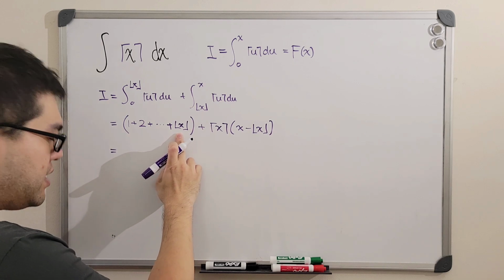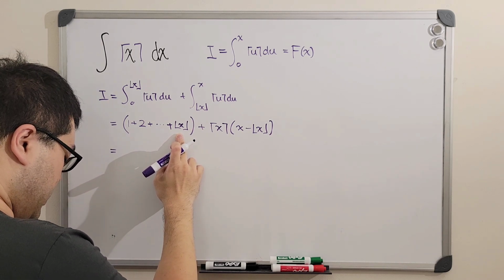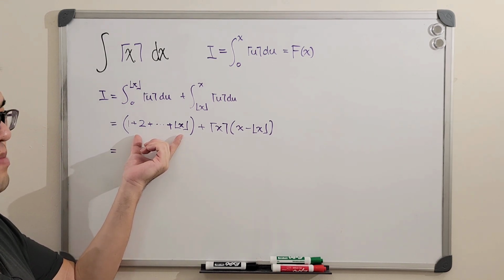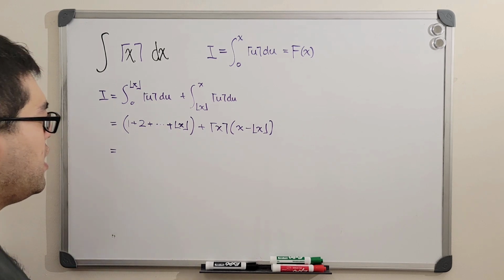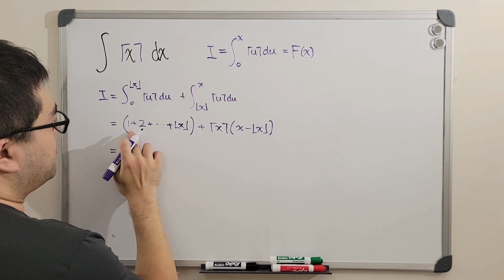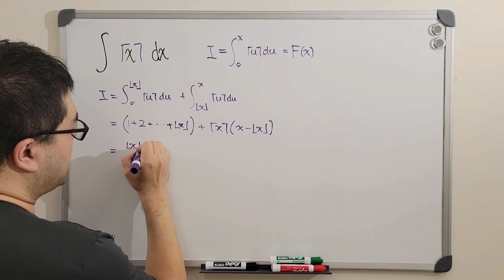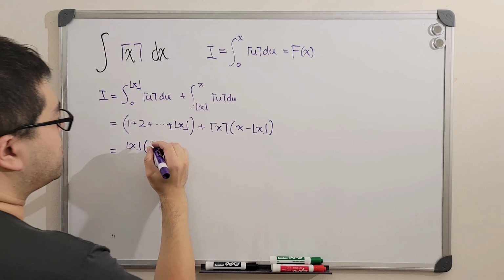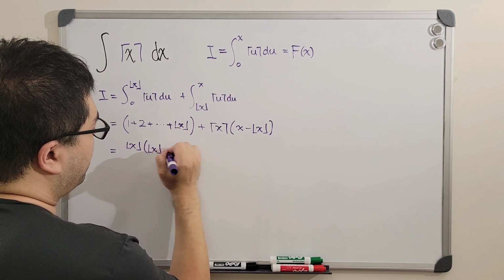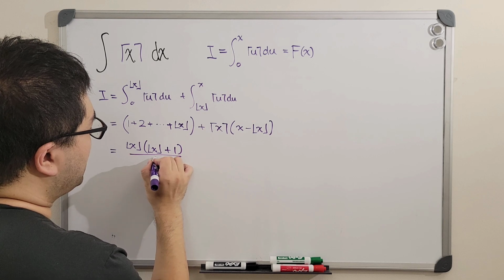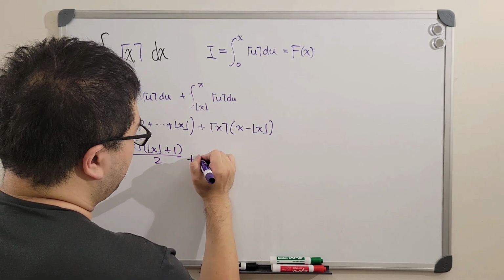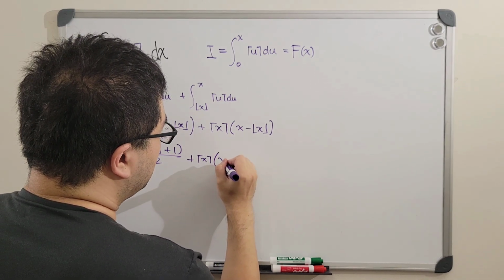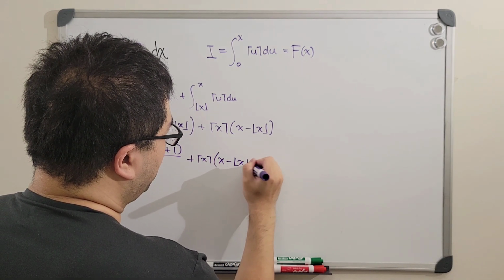Now, using the Gauss method of adding the linear terms together, we will take the number of terms, which is the floor of x, multiply with the first term plus the last term, so it will be floor of x times floor of x plus 1, all divided by 2. Now we will have plus here the ceiling of x times x minus floor of x.